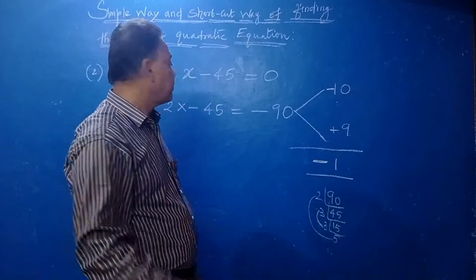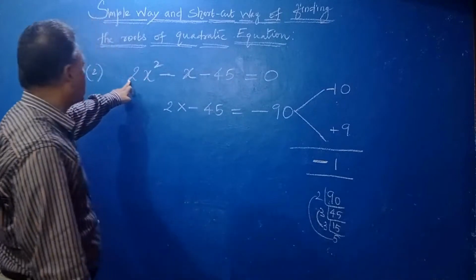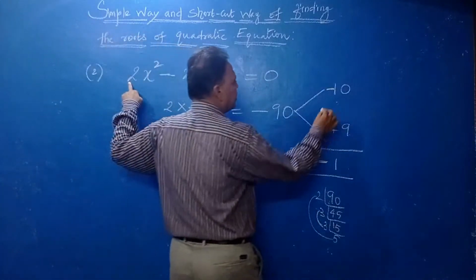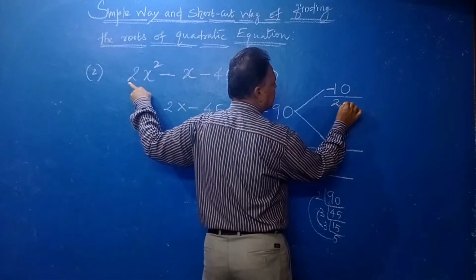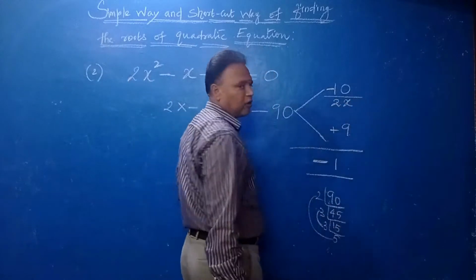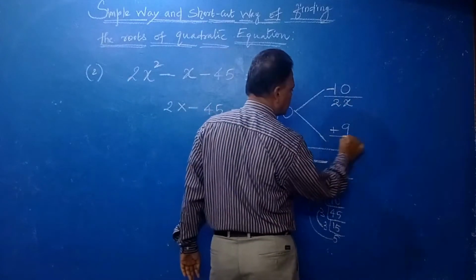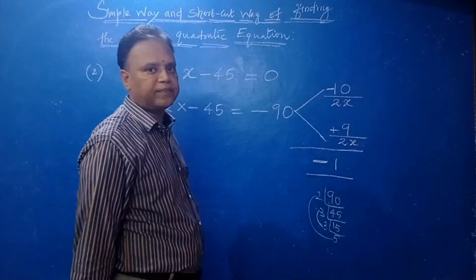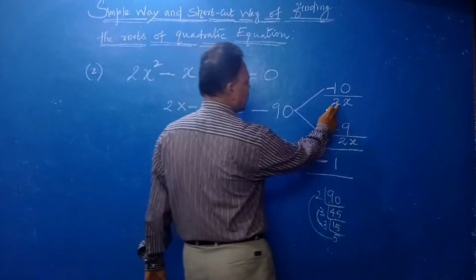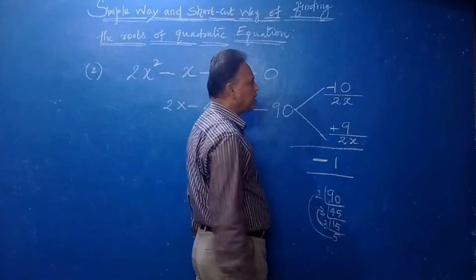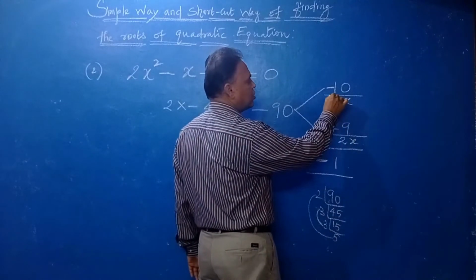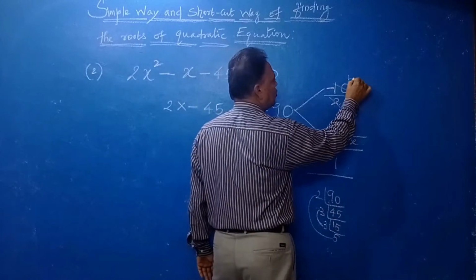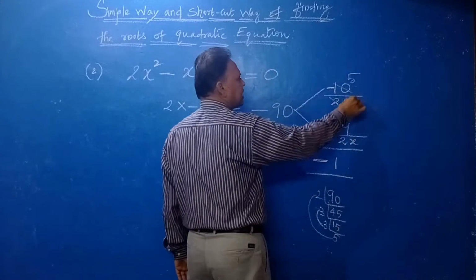You see that the x square coefficient is what? 2. That you have to write here, 2. Then into x you have to write, always into x. Here also by x you have to write. Clear? Same thing you have to write. Now here you can simplify. 2 you cut means 5 times will go. So this can be written as x minus 5.